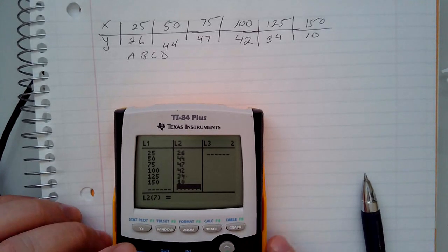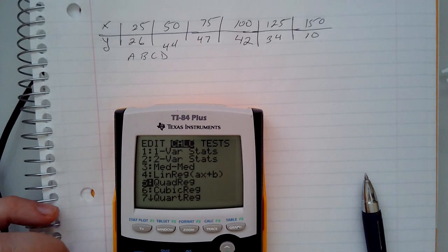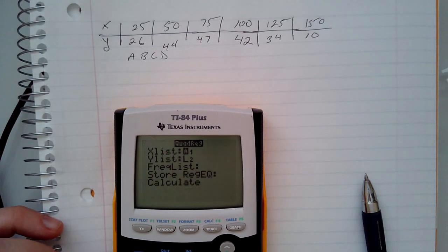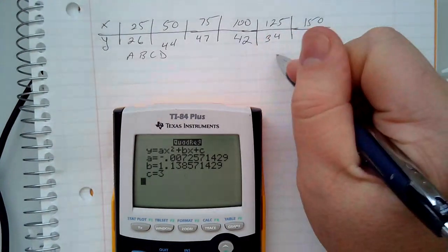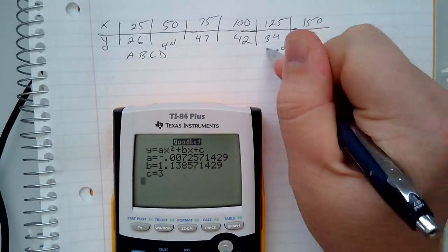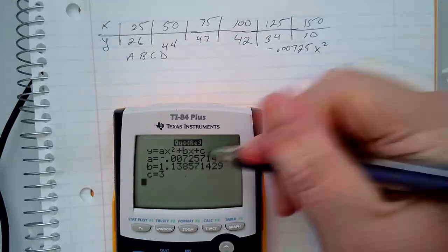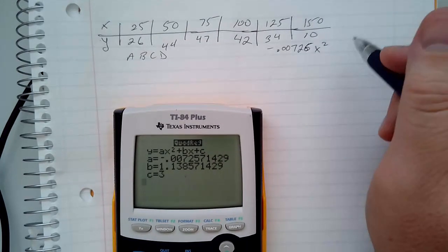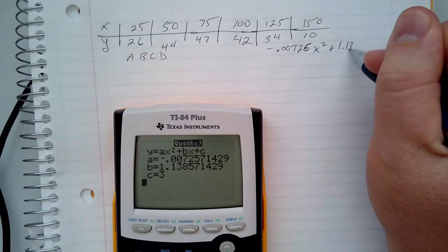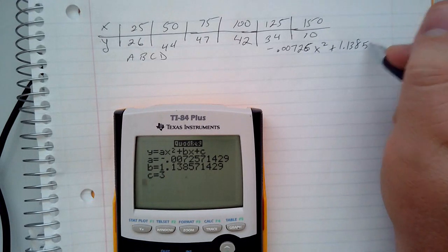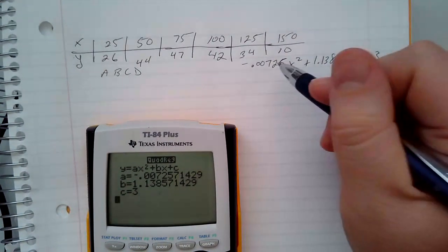All right, then we're going to go stat over here to quadratic regression. We know it's quadratic because they tell us in the problem, right? The quadratic function. So we go through here and we find out that our equation is going to be negative 0.00725 x squared plus 1.13857x plus 3. So which one looks like that?